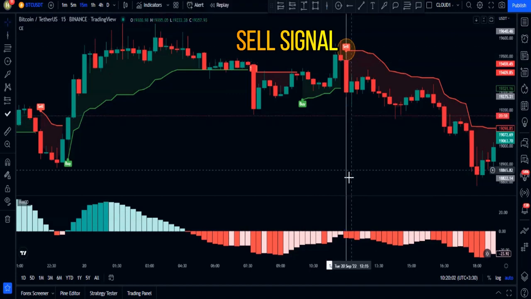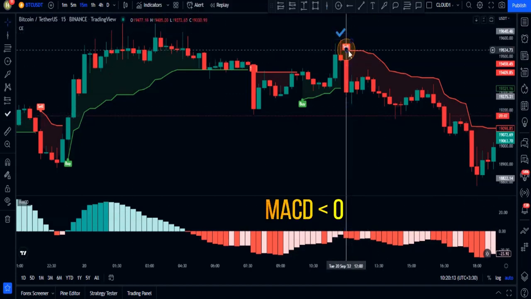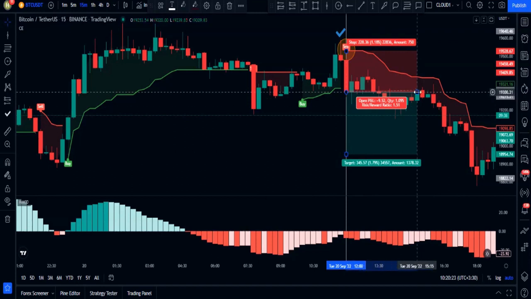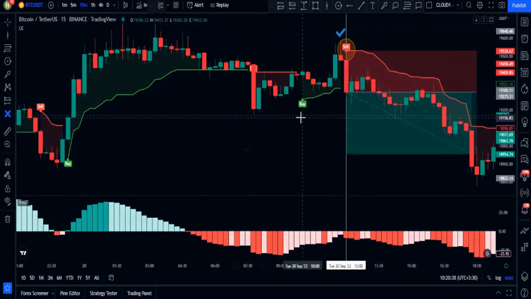And take a look at this sell signal. We have a sell signal by the CE indicator, and the histogram of the MACD is below the zero level. It is a valid signal and you can put your sell order. But what about this buy signal?